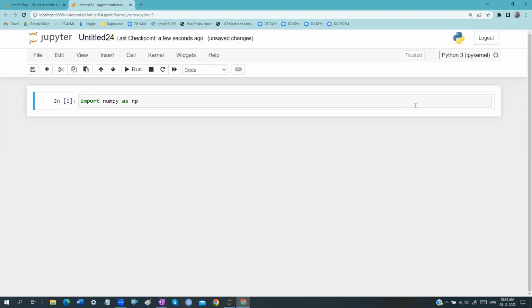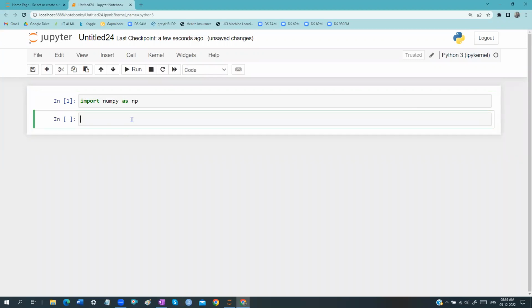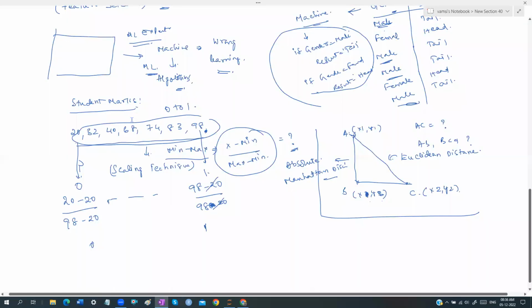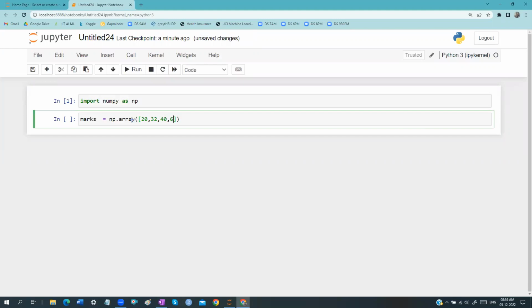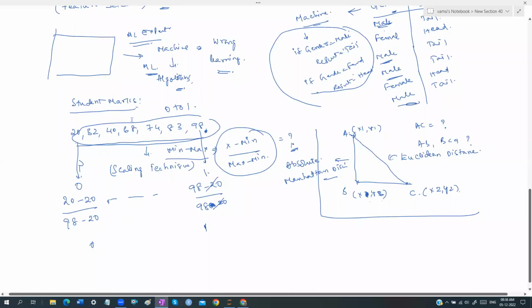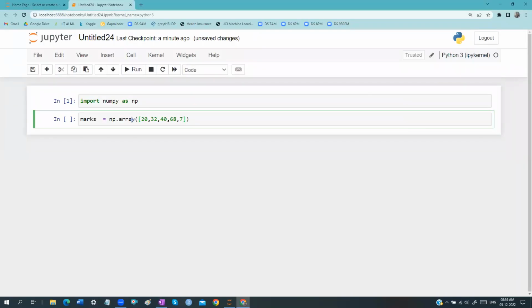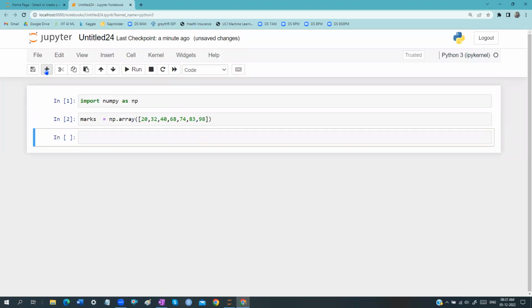NumPy is a Python library, guys. What are the marks we have? It's nothing but you are creating an array. Same marks I'm taking: 20, 32, 40 and 68. Even if we take them in sequential order, it does not matter. 74, 83 and 98. So these are the marks we have.